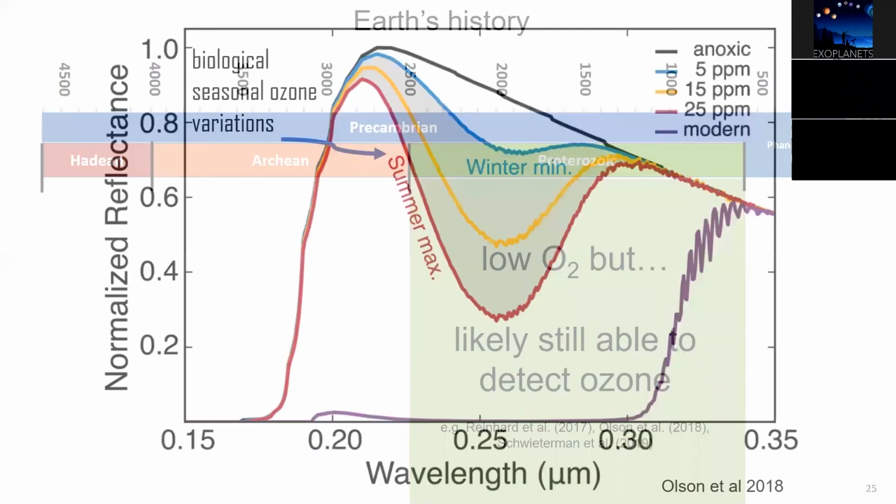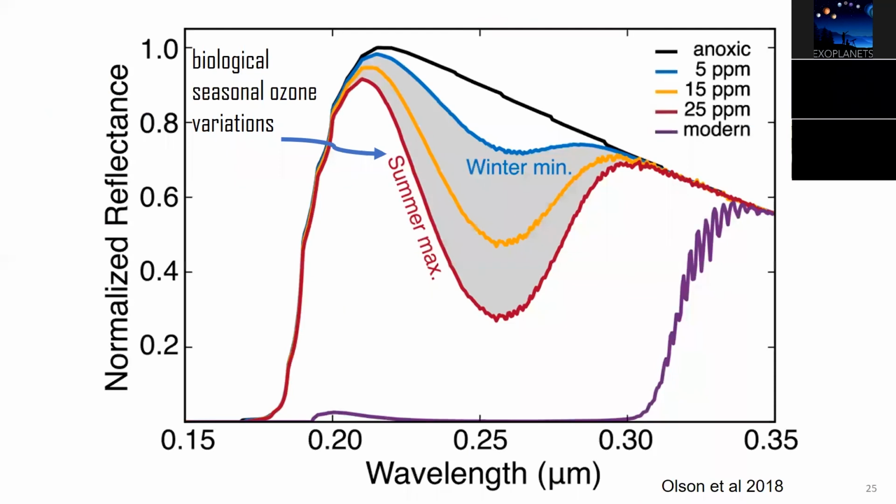And so here's a plot I really like from Stephanie Olson's work. This is showing the UV spectrum, from 0.15 to 0.35 microns, those are all UV wavelengths, of potentially different flavors of Earth. The black spectrum there is a planet with no oxygen. That's a totally anoxic planet, no ozone, no oxygen. The purple spectrum is modern Earth. So you can see that produces this huge absorption feature.